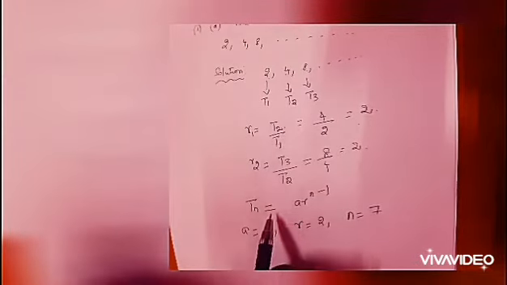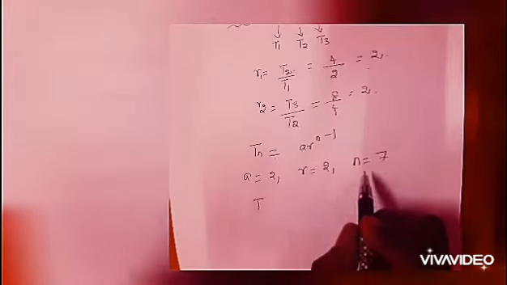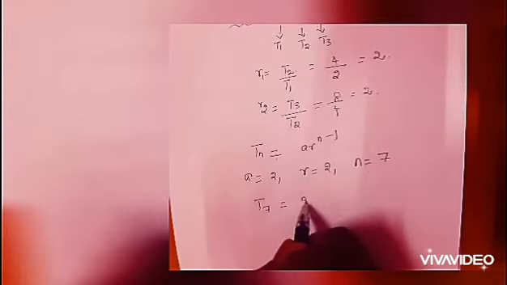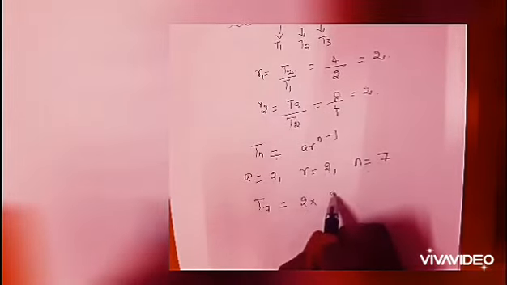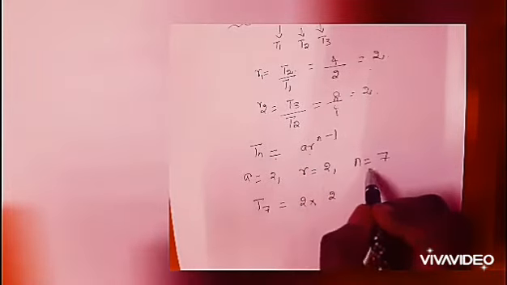Now we are going to substitute in the formula. Tn, what is the n actually? 7. We are going to find the 7th term. T7 is equal to A. What is A? 2 times, what is R? 2 to the power n minus 1. What is n actually?